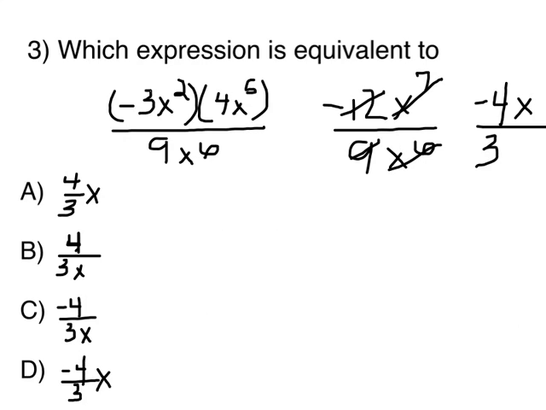Now, through process of elimination, our answer is not A, because that's not negative. It's not B. C, our variable is on the bottom, so our answer is D. When the variable is out to the side of our fraction, it's the same as having it on top. So this is equivalent to negative 4x over 3.